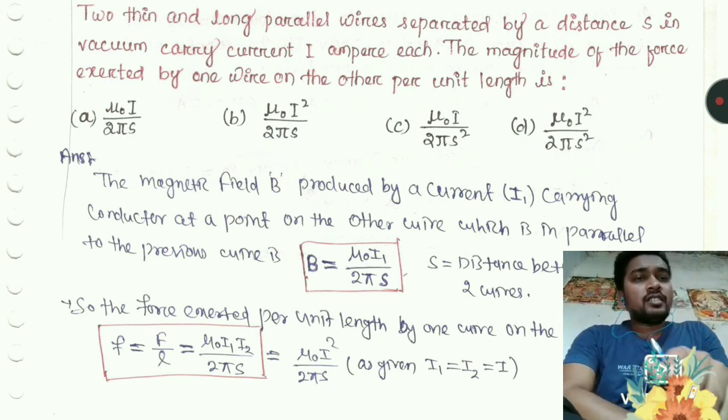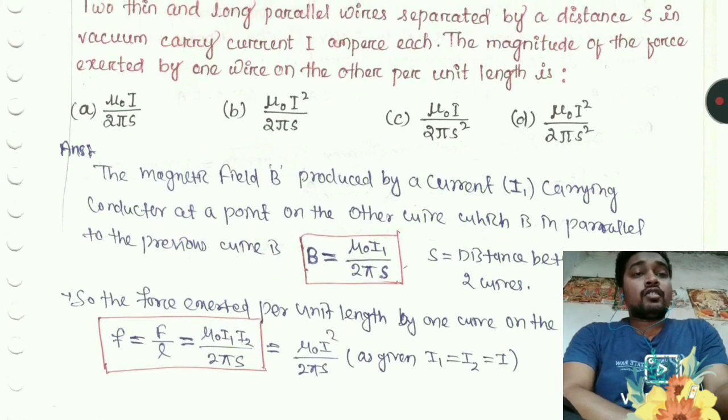So the force exerted per unit length will be this. You have to remember this formula. So answer will be, as the current in both conductors is I, so mu naught I1 I2 becomes mu naught I square.